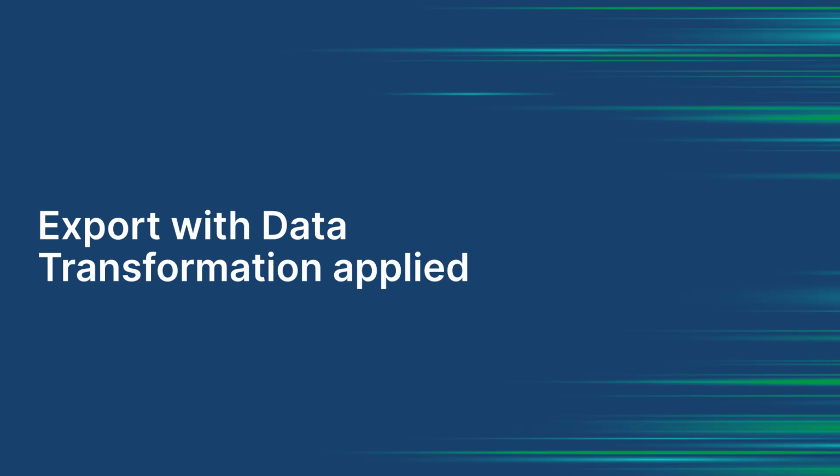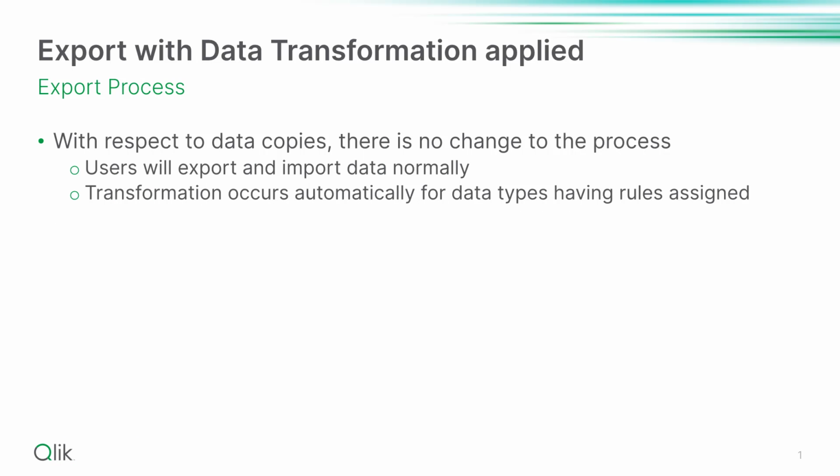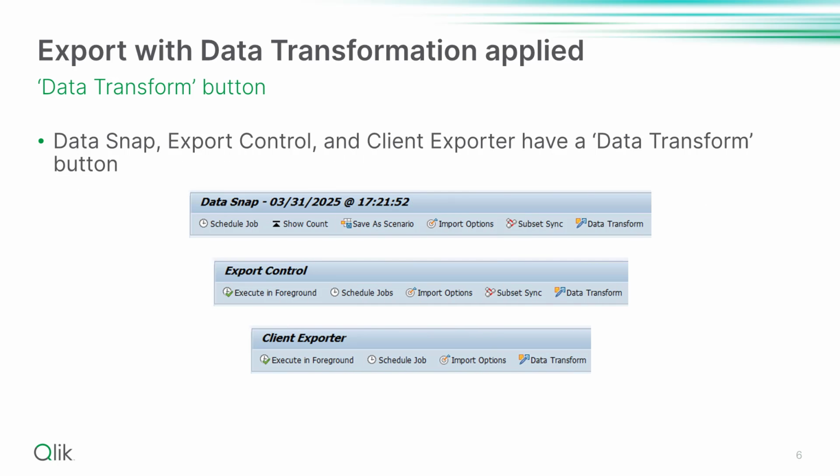Let's now discuss exports where data transformation is applied. With respect to performing data copies, it is important to understand that there is no change in the process. Users will simply export and import data as normal, and data transformation will occur automatically for those data types which have rules assigned. Be aware that the Data Snap, Export Control, and Client Exporter screens all have a button named Data Transform located on the toolbar.